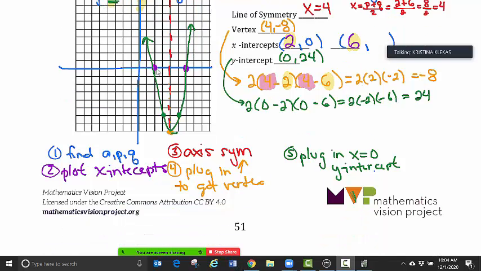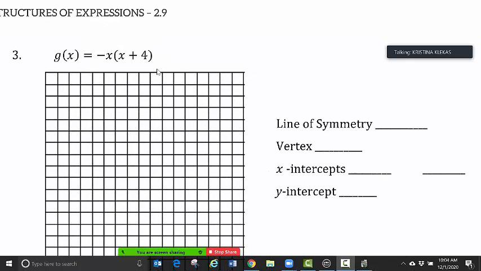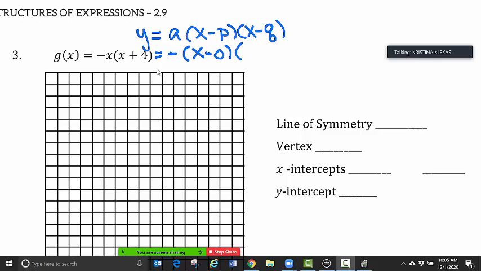All right, one more for you. So for this one, it's different. Again, step 1, let's write our equation. y equals a(x minus p)(x minus q). And notice that it's funky looking. Well, we could rewrite this as negative (x minus 0)(x plus 4), because there's nothing next to the x, so we could just say that is a 0.